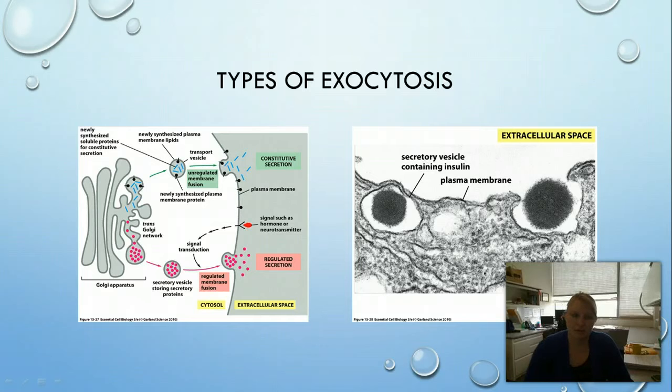There's also unregulated membrane fusion, where the transport vesicle will automatically go to the plasma membrane and will fuse and release.